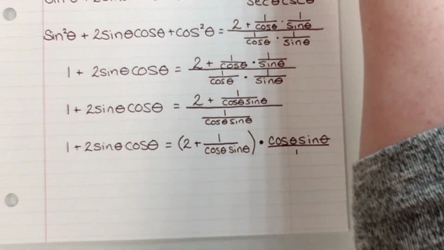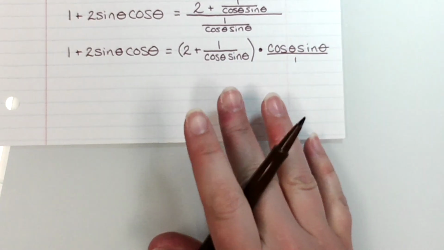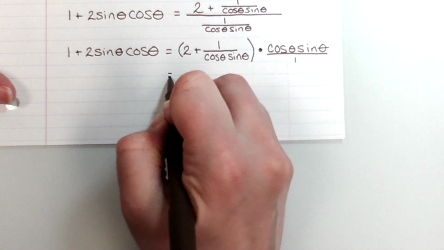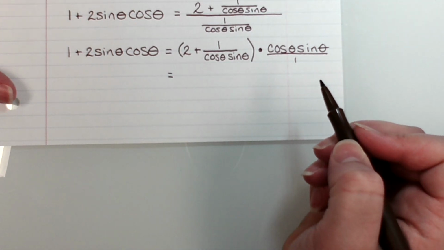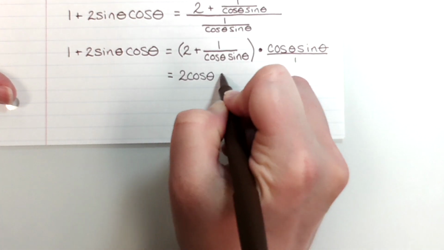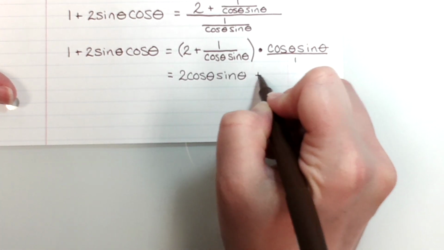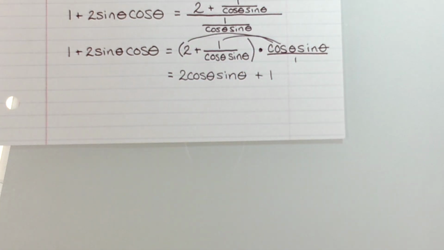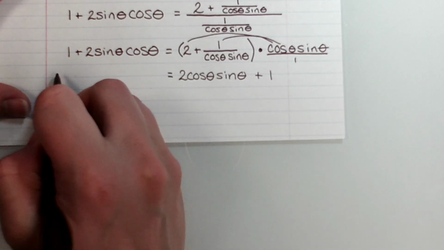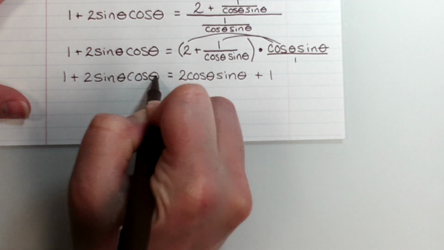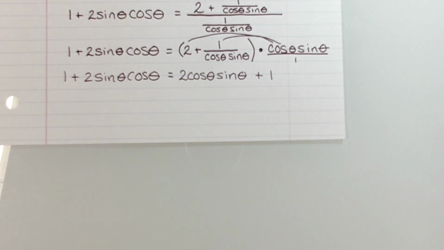Isabella? What if we two cosine theta sine theta plus 1? We distribute, and we do get 2 cosine theta sine theta plus 1. Now I'm seeing really promising things, but are both sides the exact same?